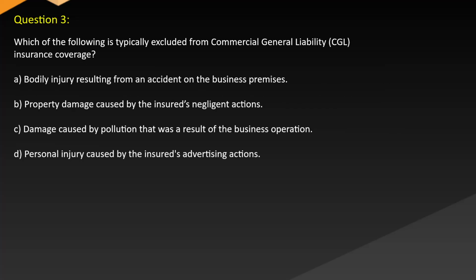Question 3. Which of the following is typically excluded from commercial general liability (CGL) insurance coverage? A. Bodily injury resulting from an accident on the business premises. B. Property damage caused by the insured's negligent actions. C. Damage caused by pollution that was a result of the business operation. D. Personal injury caused by the insured's advertising actions.